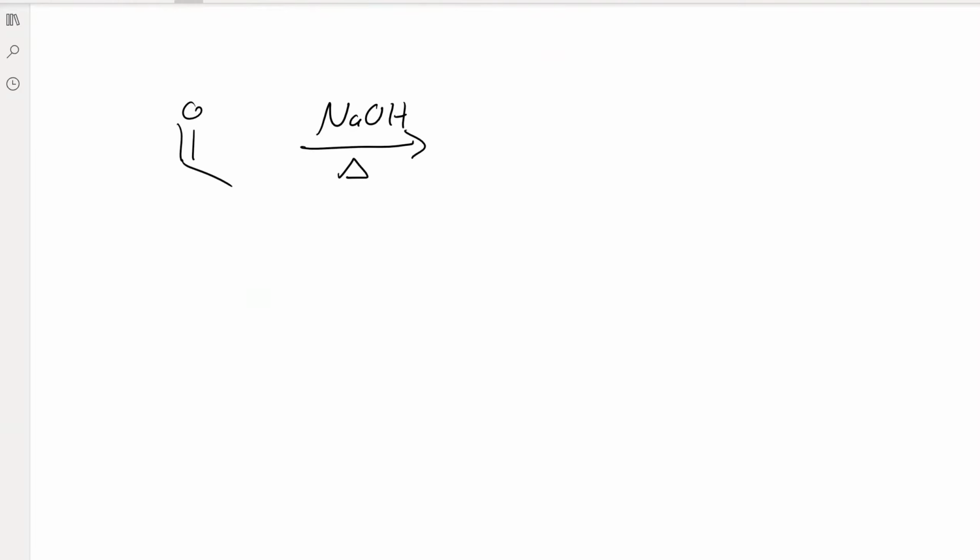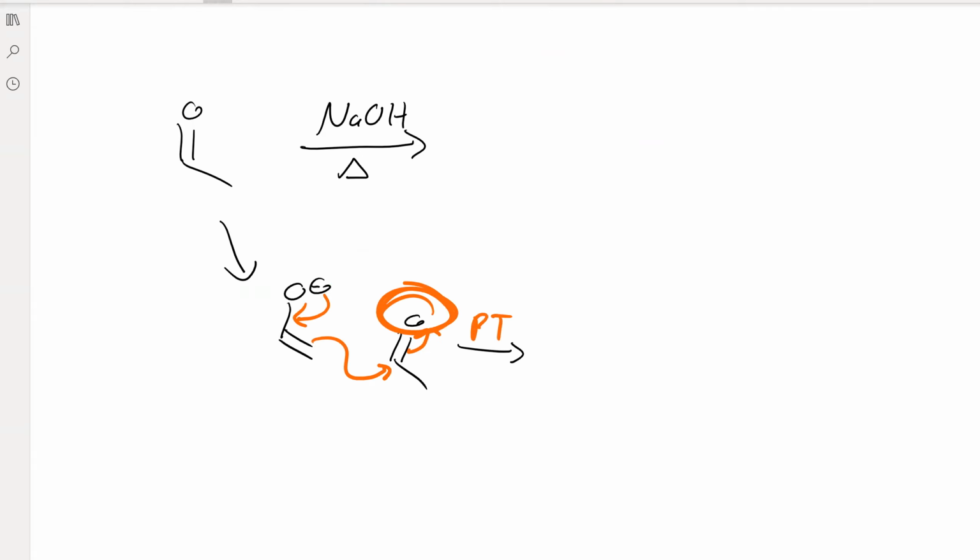And then remember what happens here is that the base transforms this into an enolate, and then it reacts either with itself or with something else, depending on your reaction conditions. But this kicks down, kicks over here, kicks up. Proton transfer just to protonate this oxygen up here. And then we have our condensation.